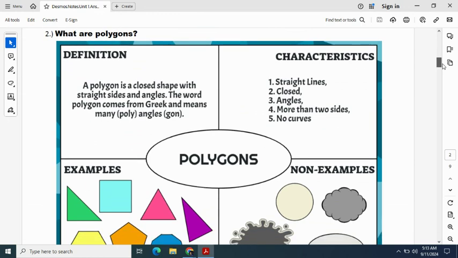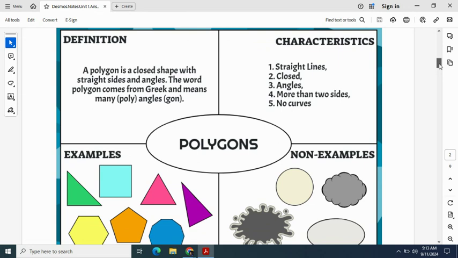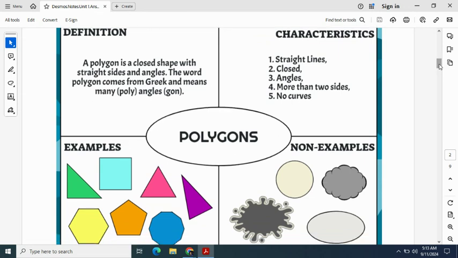What are polygons? A polygon is a closed shape figure with straight sides and angles. The word polygon comes from the Greek and means poly, which is many, gon, which is angles. So many angles. Now, what are characteristics of polygons? They have straight lines, so the edges have to be straight. It's a closed figure, it can't be slightly open. There are angles, there has to be more than 2 sides, and no curves.